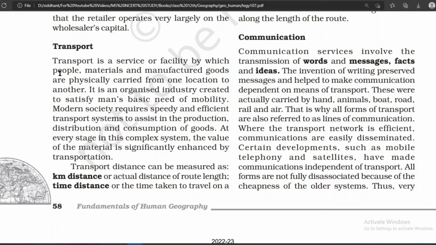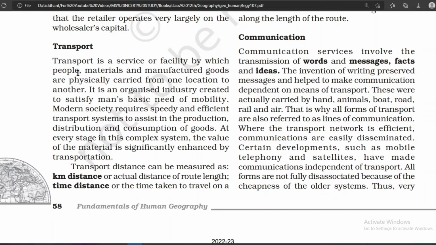Transport. Transport is a service or facility by which people, materials and manufactured goods are physically carried from one location to another. It is an organized industry created to satisfy man's basic need of mobility. Modern society requires a speedy and efficient transport system to assist in the production, distribution and consumption of goods. At every stage in the complex system, the value of material is significantly enhanced by transportation.